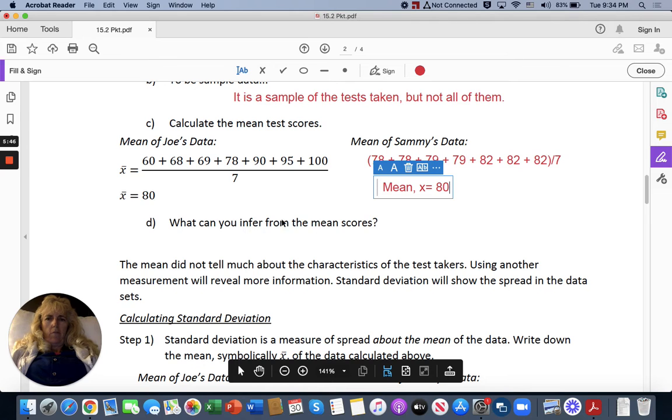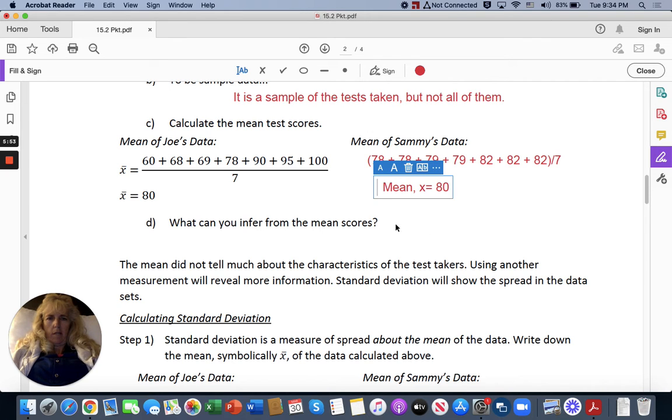What can you infer from the mean scores? I would say not much because they're exactly the same, right?